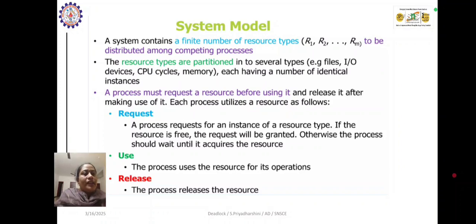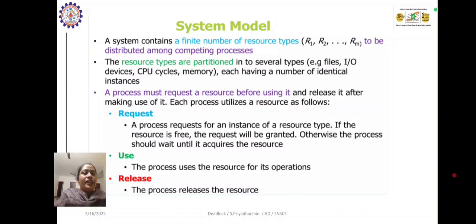So what do you mean by instance? For example, if printer is a resource, so printer is of a resource type. If 2 or 3 printers are attached to a system, then we call there are 3 instances of printer. Hope I am clear with that.